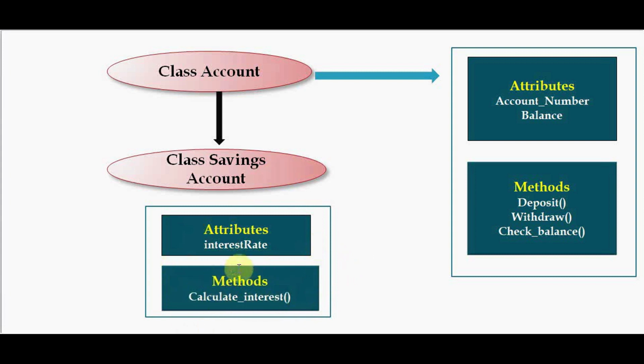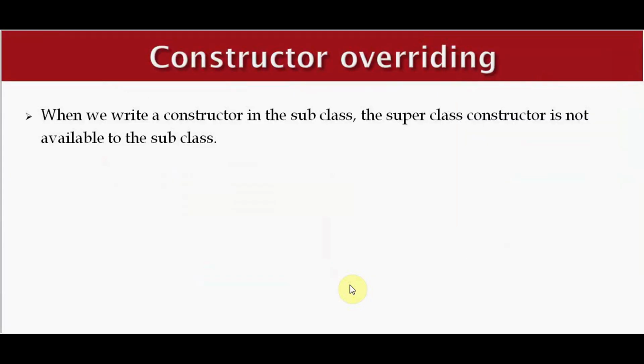The calculate interest method should calculate the result of multiplying this interest rate by the account balance and then pass that result to the object's deposit method. And so the class should inherit all these three methods, deposit, withdraw and check balance, without redefining them. So before implementing this savings account class, we just need to know certain concepts in inheritance, that is constructor overriding.